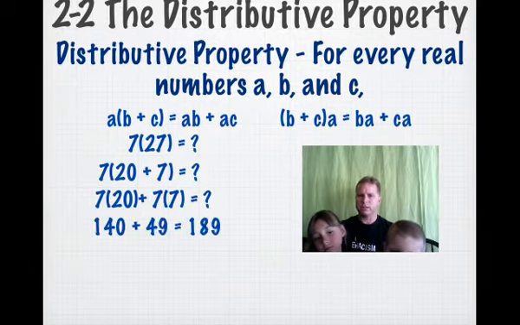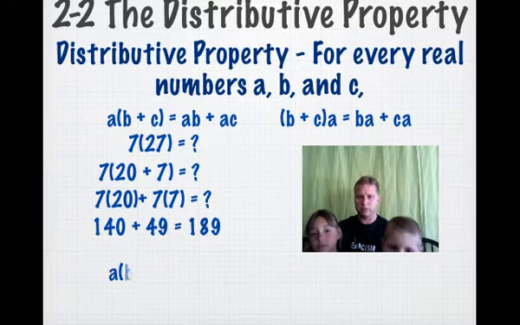Well, 7 times 20 is 140. 7 times 7, you guys should know, is 49. And we add those together and we get 189. So that's what 7 times 27 is. That's a little simpler. It does. It's a way of breaking things up or putting things together.